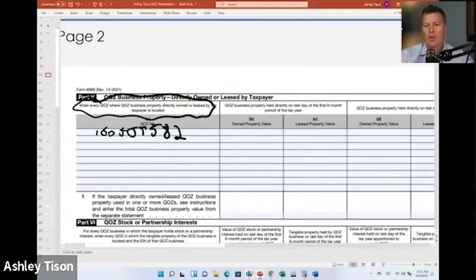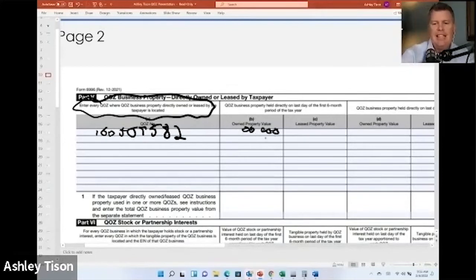And then you're going to indicate the owned property value, right? So if you bought property, this is going to be the cost basis of what you paid for that property. So if you bought a $1 million lot, you're going to put $1 million right there. Okay.